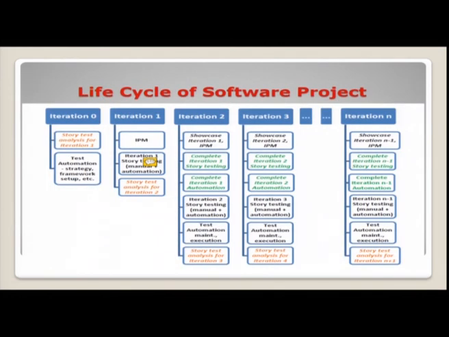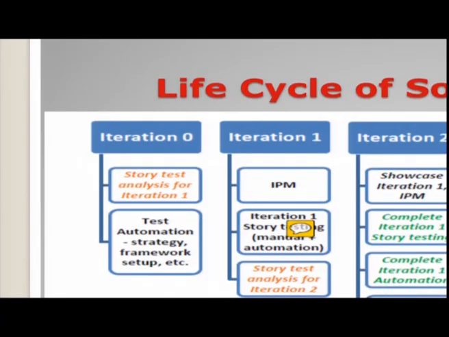Now let us see the life cycle of a software project. As far as the life cycle of the software project is concerned, it starts with iteration 0. In iteration 0, when you learnt about the Scrum framework or extreme programming, you would have seen a Scrum board, a story card. So anything and everything is being mentioned as stories.